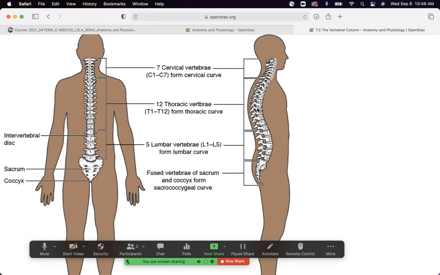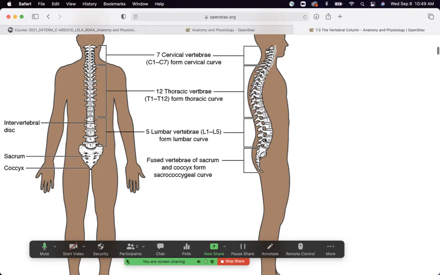Now, you have 12 ribs, therefore you should have 12 thoracic vertebrae. Now, what makes them special is they have these little facets on the side that connect to the ribs, and that's how you can tell them apart. You have 5 lumbar, and what makes those important, the body or these big chunks here, this 1, 2, 3, 4, 5, they're thicker than the rest of them. And it makes sense. It's supporting a lot of weight up here.